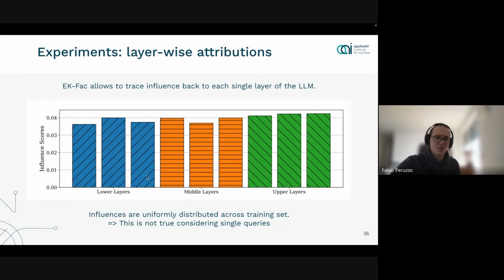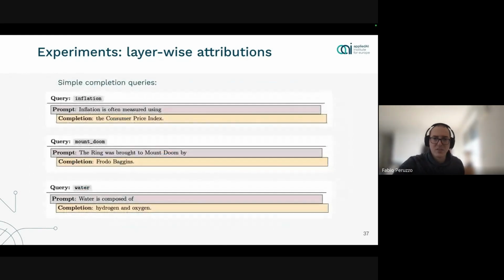But this is the total distribution. If we look at the distribution of the influences for different queries, the results are much different. So let's pick a few examples. So we have these 3 queries, which are simple completion. So inflation is often measured using the consumer price index, and then Mount Doom, who threw the ring there, and what is water composed of. So these are simple completion.